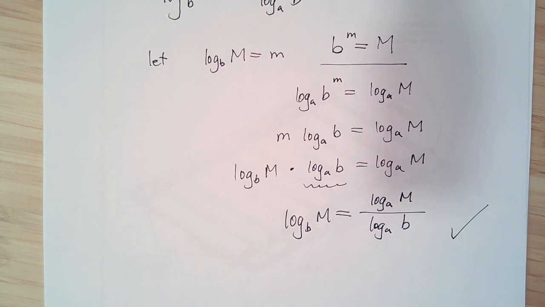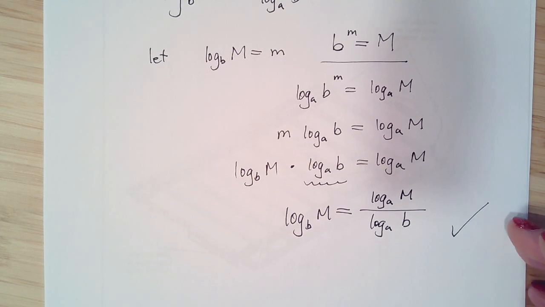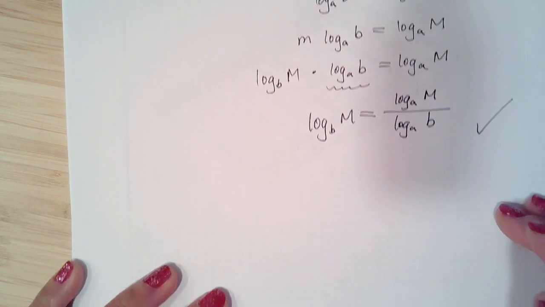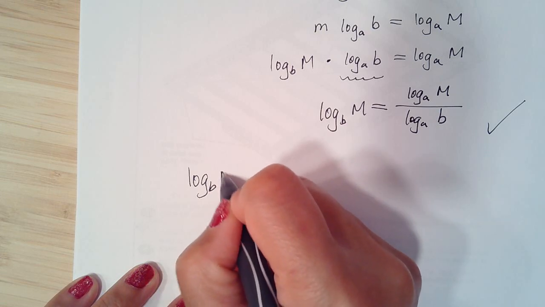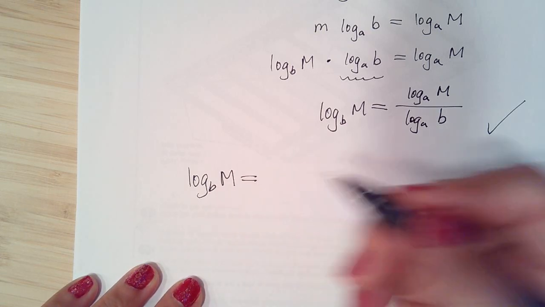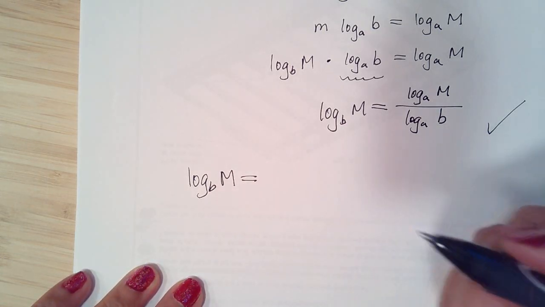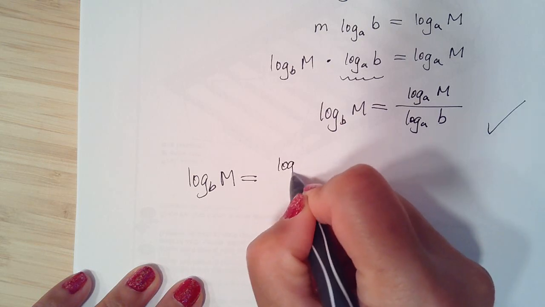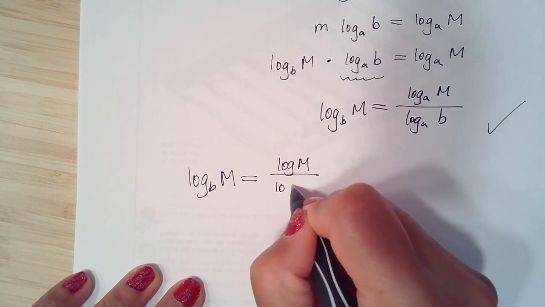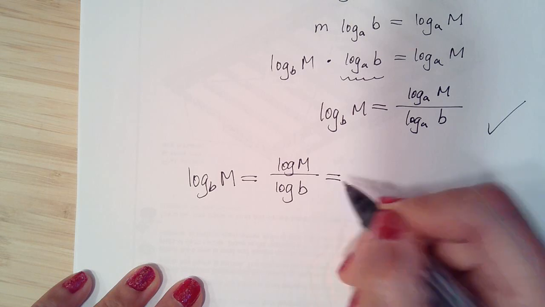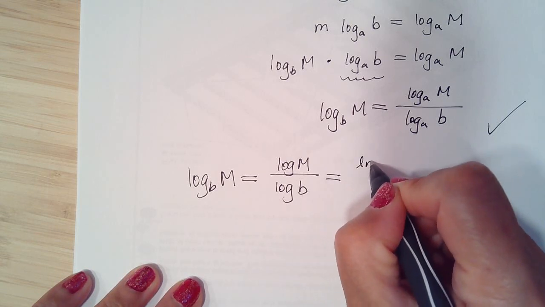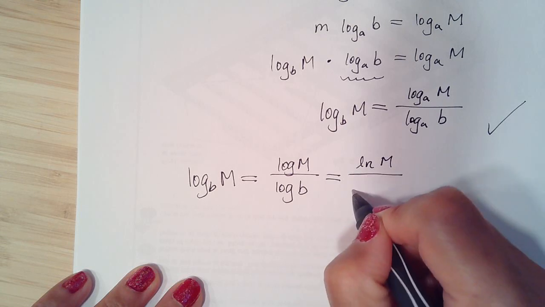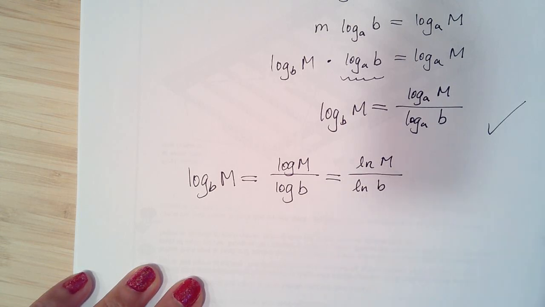I am not asking you to prove this. You don't have to. But I want you to know that if you have log b M, if you want to change that base to be base 10, then you're going to have log M over log b. Or if you change that into another one with the base e, you're going to have ln M over ln b. Why do you want to do that?